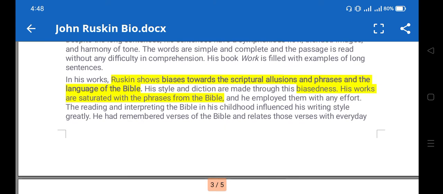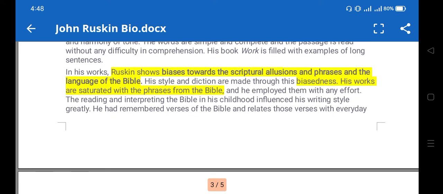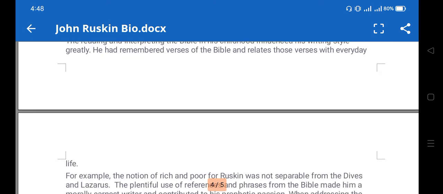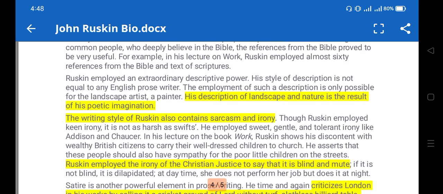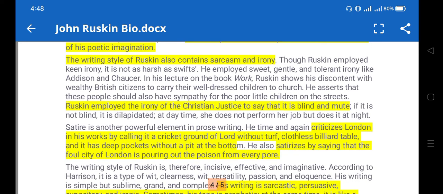Apart from that, Ruskin showed a bias towards scriptural allusion and phrases and the language of the Bible. His description of landscape and nature is the result of his poetic imagination. The writing style of Ruskin also contains sarcasm and irony. His sarcasm is a kind of criticism, satire you can say, and irony is also found in his writing. Ruskin employed the irony of Christian justice to say what is blind and mute.